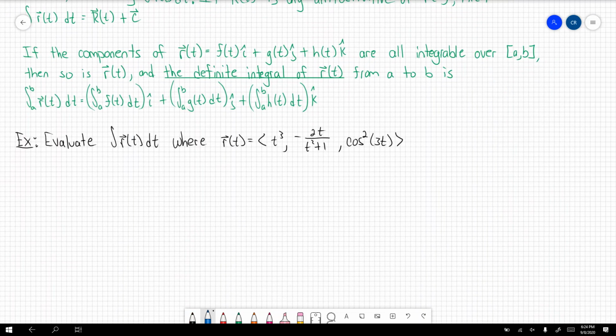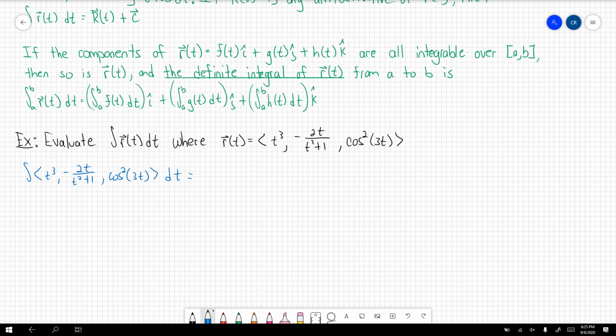So in order to do this, again, we're going to go with the integral. So here goes the integral. And again, this is going to be an indefinite integral. So the indefinite integral, because we have no bounds, is going to be the integral for the vector function of t cubed, negative 2t divided by t squared plus 1, and the last component, which is cosine squared of 3t. And this is all going to be with respect to dt.